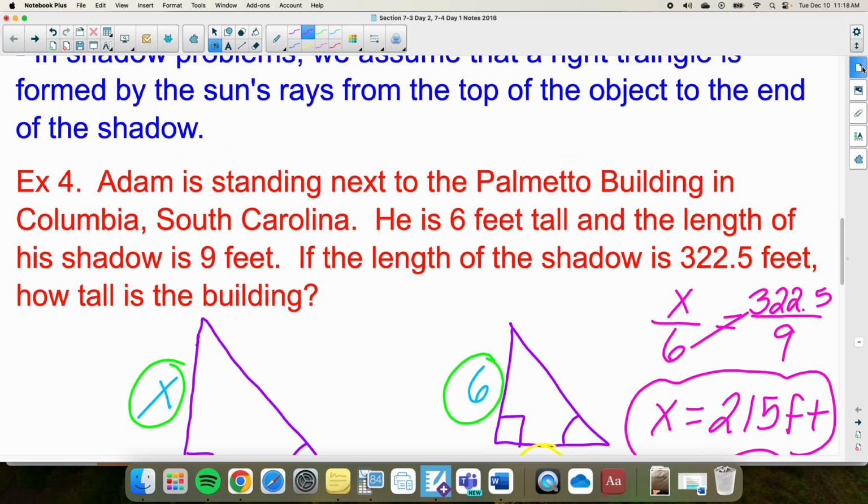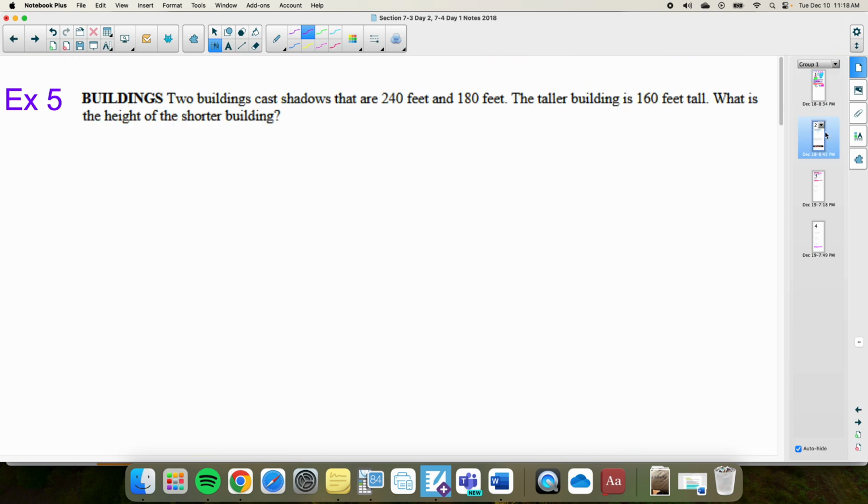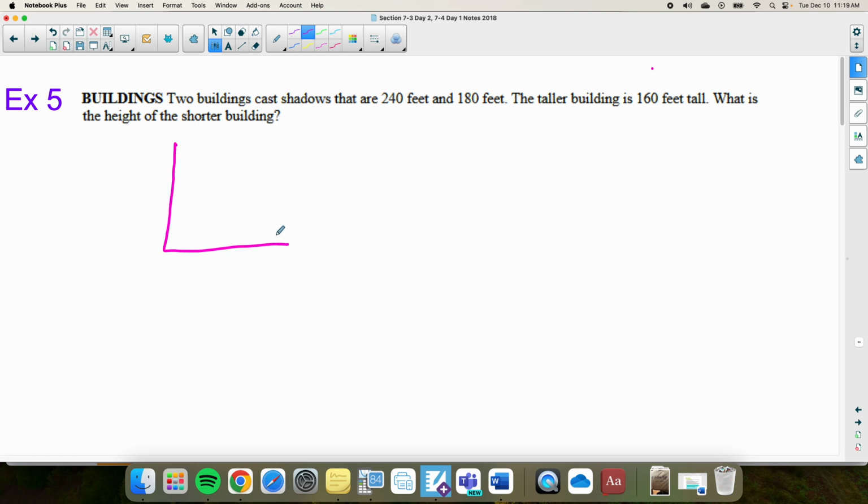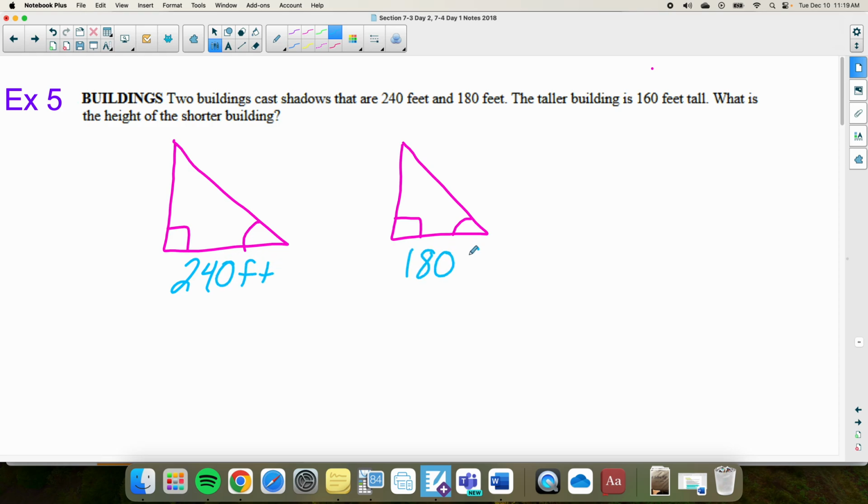Okay, is that it on this page? All right, so now let's go to this page. Here we have two buildings that cast shadows. So again, I'm gonna just draw two separate buildings. Just know that the reason these are similar is because of angle, okay? Now it tells us that two buildings cast shadows. One is 240 feet and one is 180 feet. The taller building is 160 feet tall.